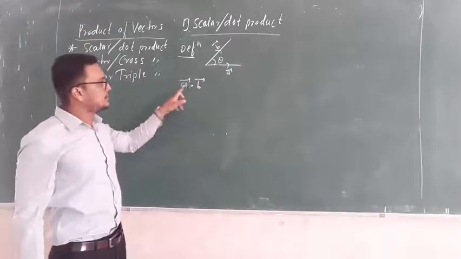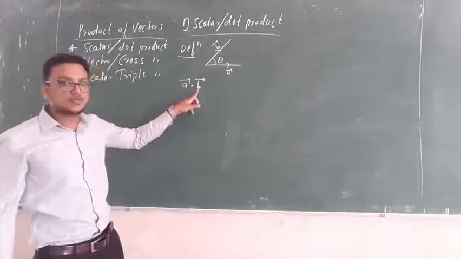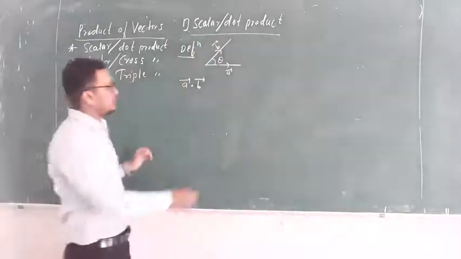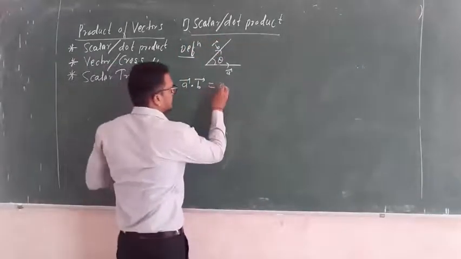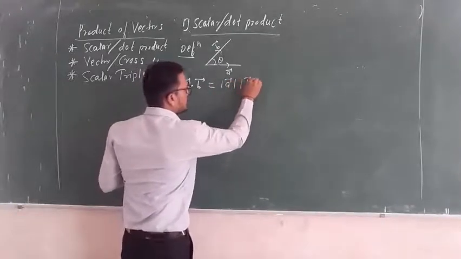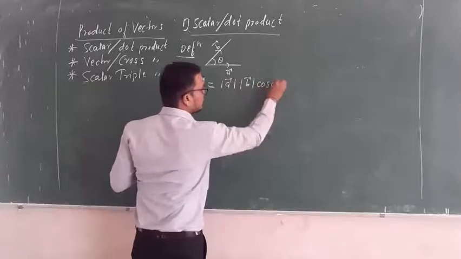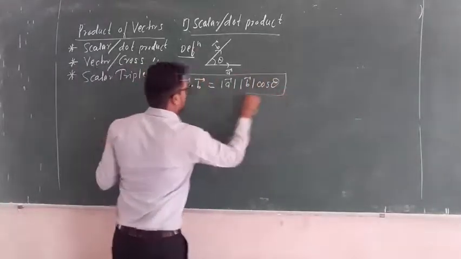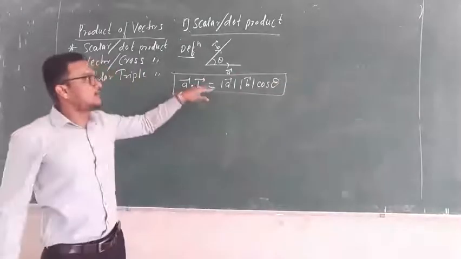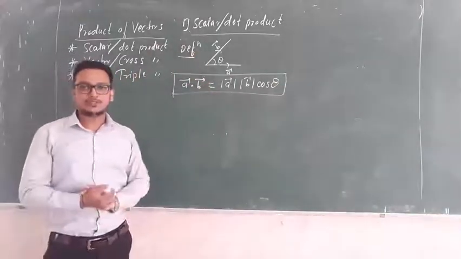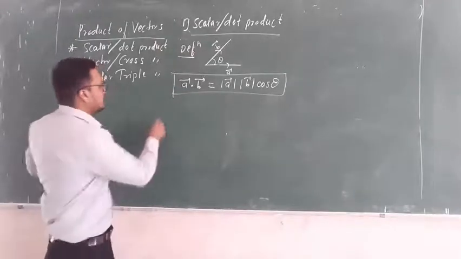A dot B, it means what? Scalar or dot product, and it is given by the magnitude of vector A into the magnitude of vector B into cos theta. Okay, so this is the definition, or the formula, of the scalar or dot product.